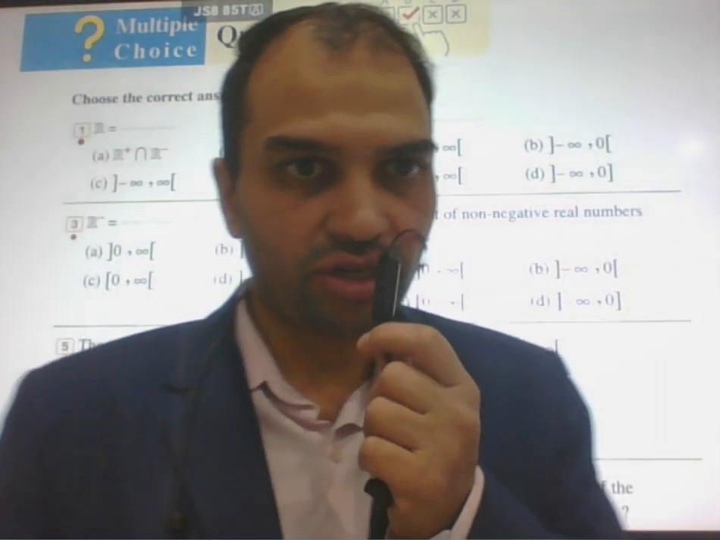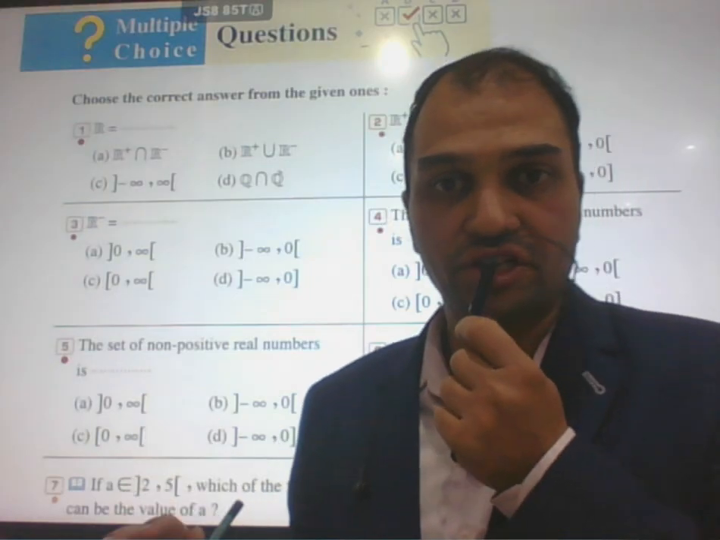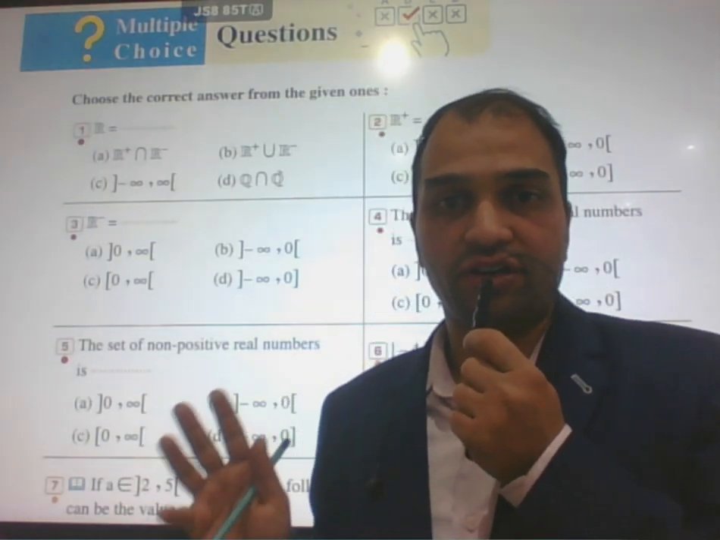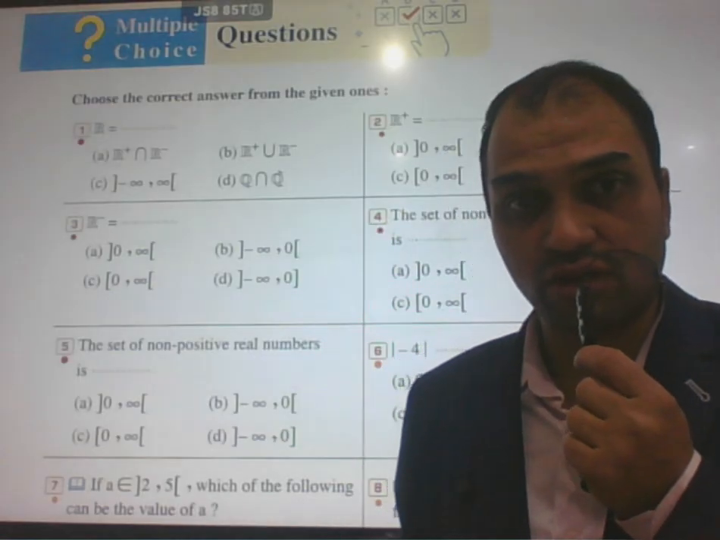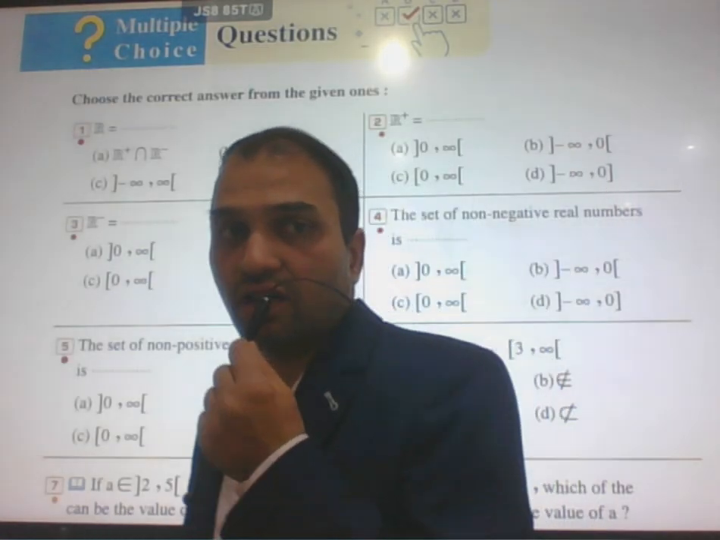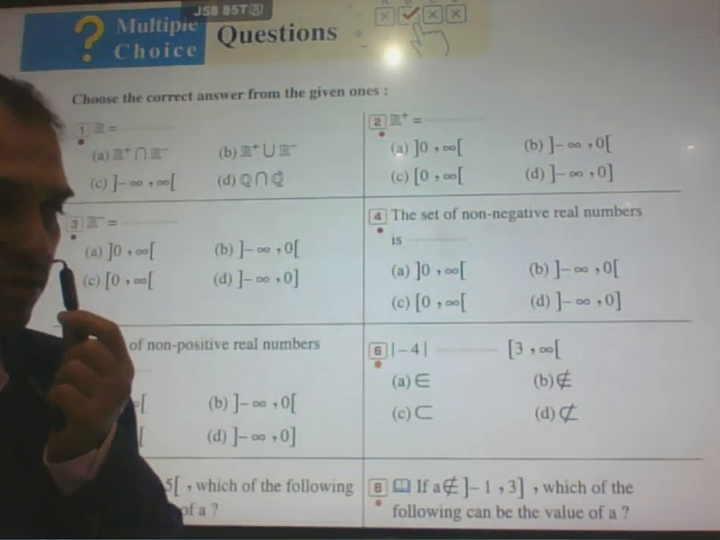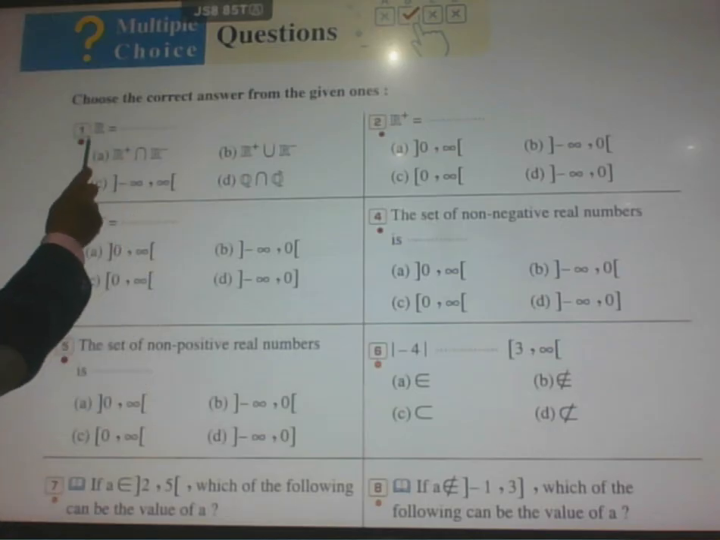Lesson number 2, in algebra: intervals. We can find the relation between two intervals by finding the union and intersection, and also the difference and complement of the sets. First question: choose the correct answer. The real numbers equal what?